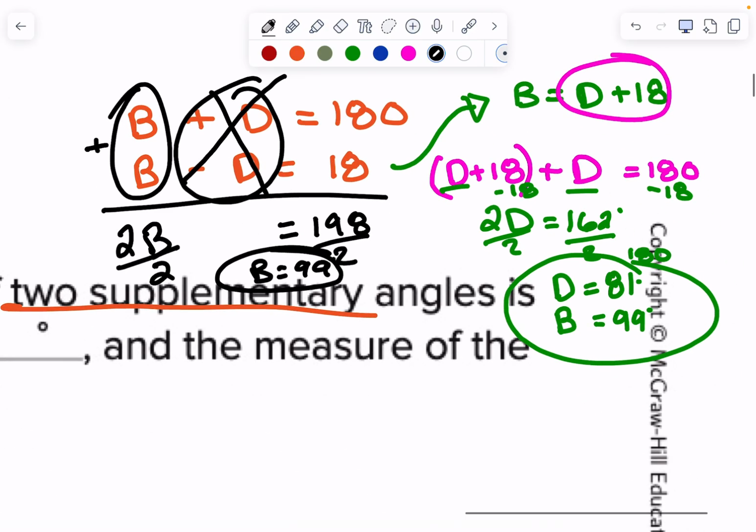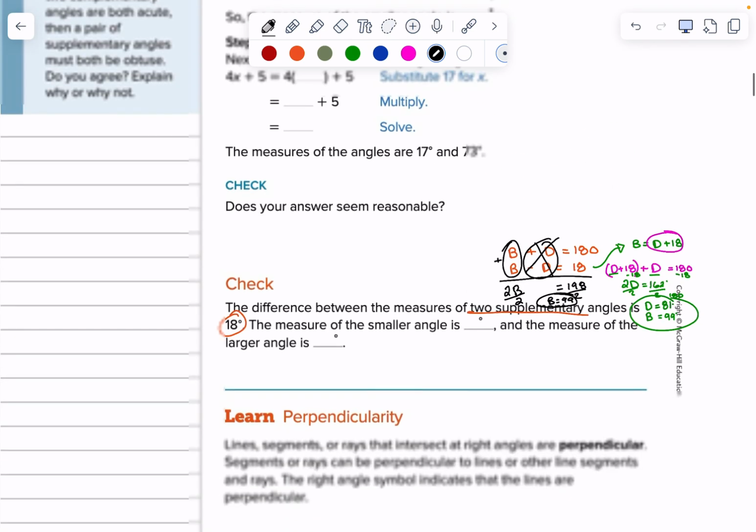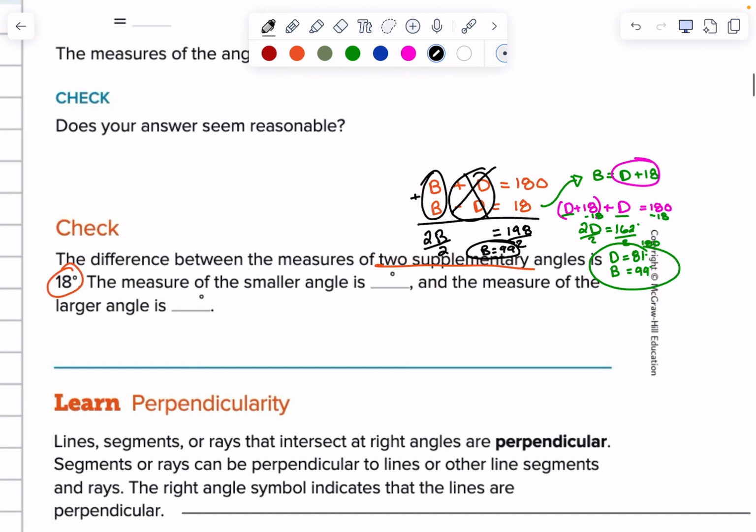Okay? And then we plug that in that way. Okay? So you can do substitution, which is what we did, or you could do elimination, right? Which may have been easier in that case. Got it? So the measure of the smaller angle, which we called Deborah, is 81 degrees, and the measure of the larger angle is 99, which we called Bob. Okay. All right, good?